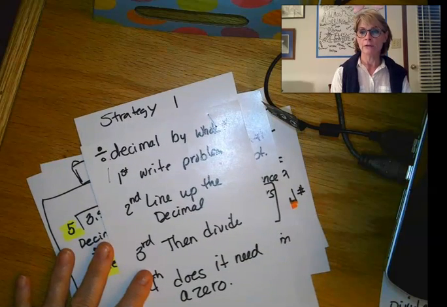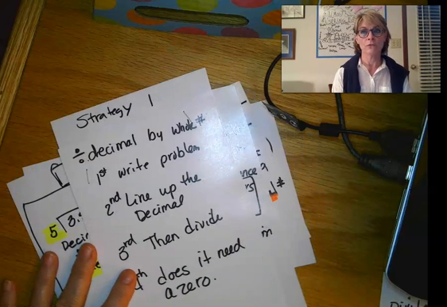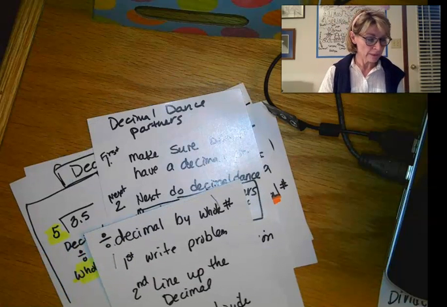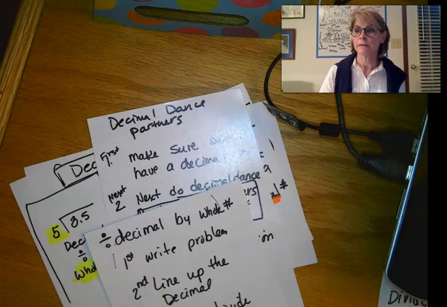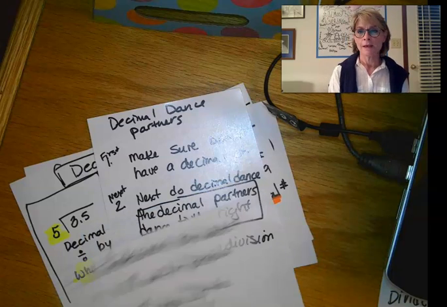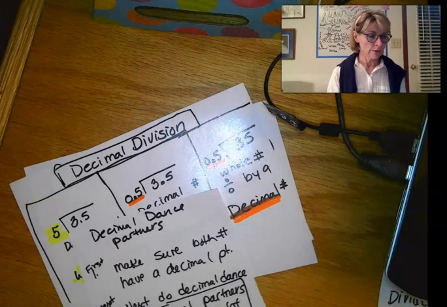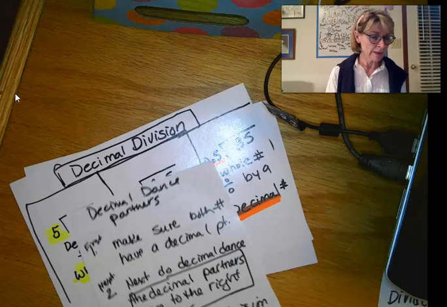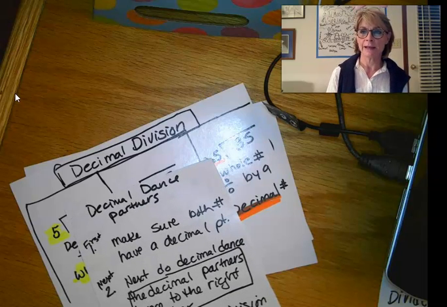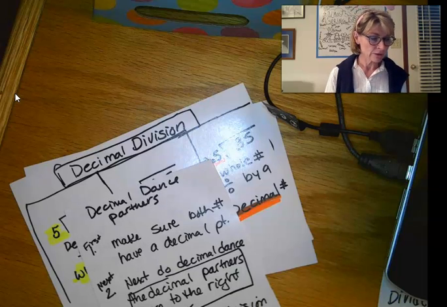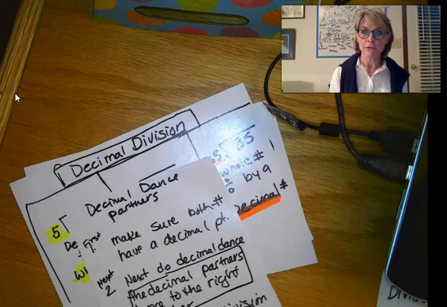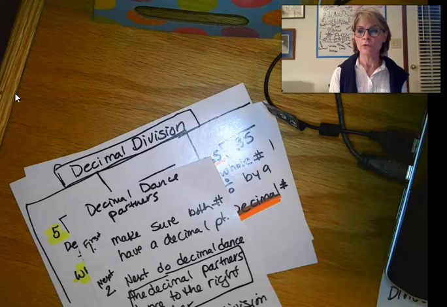Okay, well, what I want to talk about really are these 2 strategies that you've been working on in Google Slides. Strategy 1 for dividing by a decimal number: write down the problem, line up the decimals, then divide, and then check, does it need a 0? The second strategy is the decimal dance partners. That simply was making sure that both of the numbers had a decimal point in them. Next, you do the decimal dance, which meant that the decimal partners dance to the right together. Then you have a new division problem to write, and then you do the division.